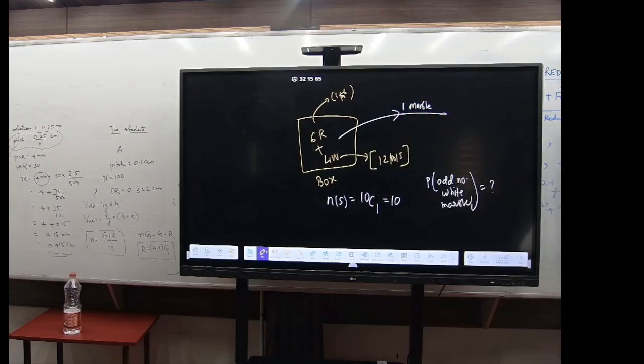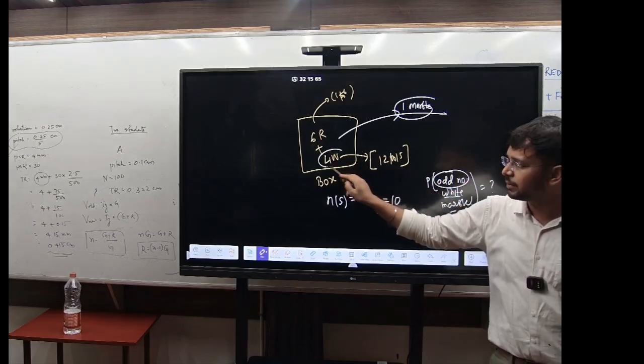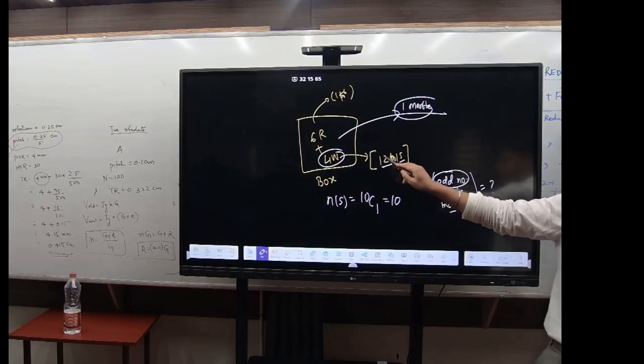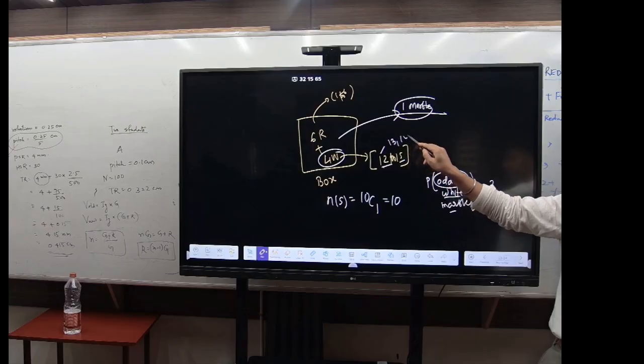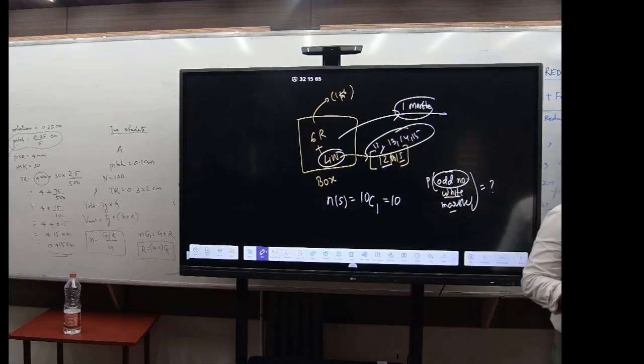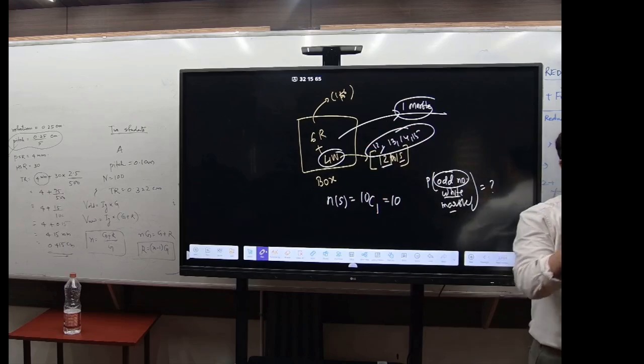But what do you want? You want that one marble to be a white marble, and with the white marble, it should be an odd number. Every marble has been given some number. The white marbles are numbered 12, 13, 14 and 15. Any doubt in sample space? Sample space is 10 marbles, I select one, 10C1, which is 10.